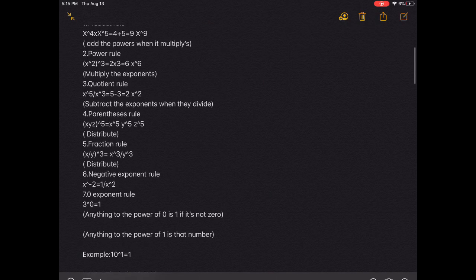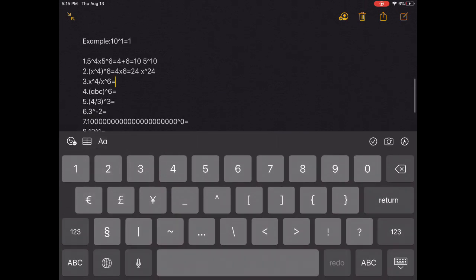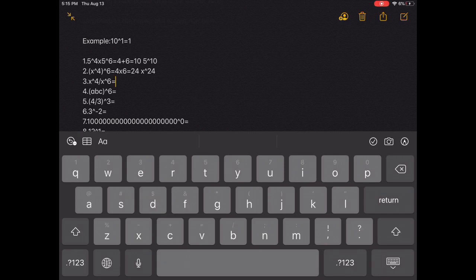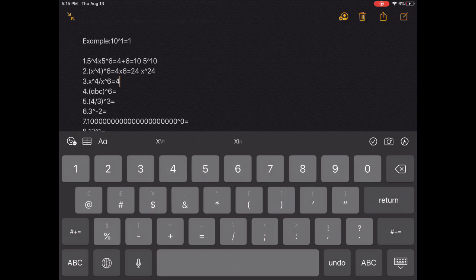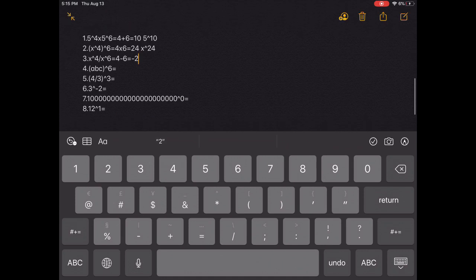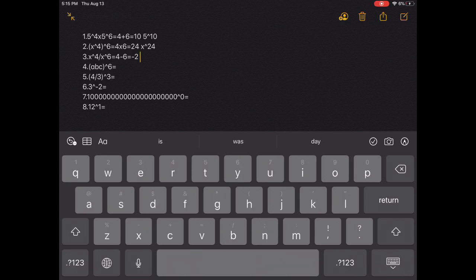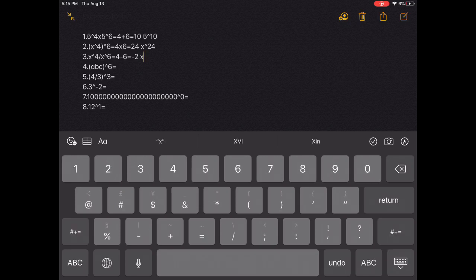Okay, so for number 3, it says x to the power of 4 divided by x to the power of 6. So what we do here is, since it's dividing, we do 4 minus 6 because they're both exponents. So that would be -2. So now we have to do the negative exponent rule because now it's -2. So if you didn't know how to do that, it's basically 1 over x squared. So yeah.